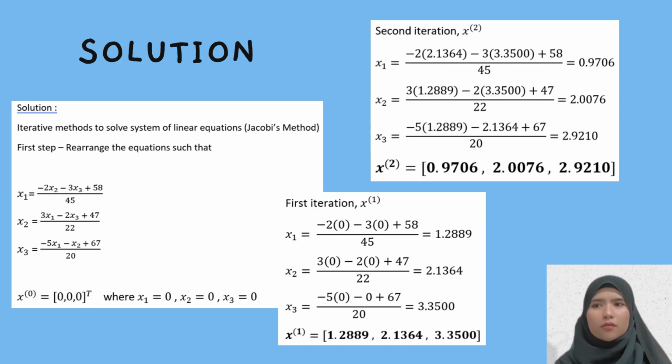Okay, so this is the solution that I obtained for the first iteration: x1 is 1.2889, x2 is 2.1364, and x3 is equal to 3.3500.